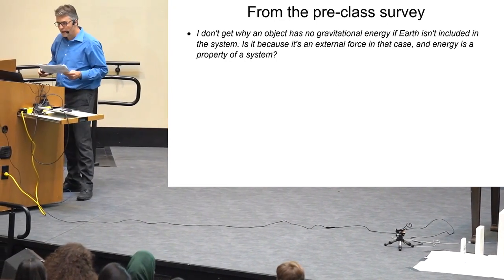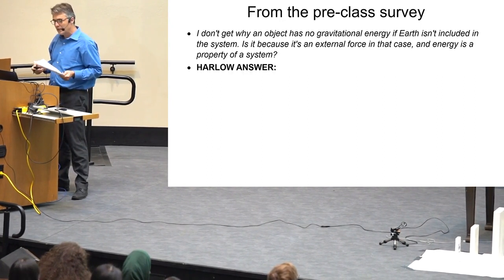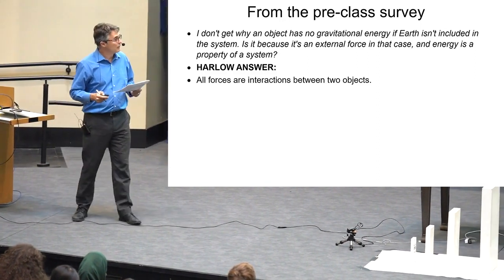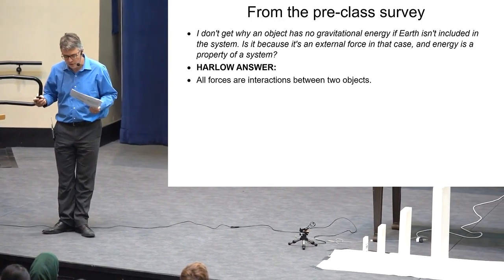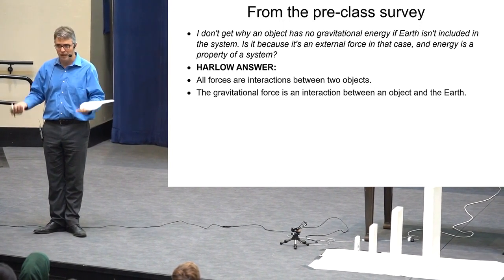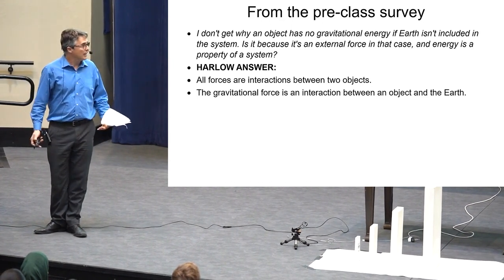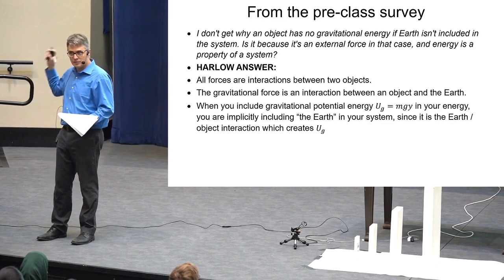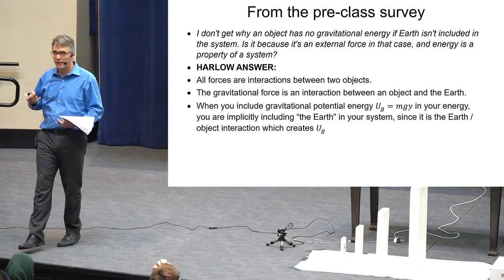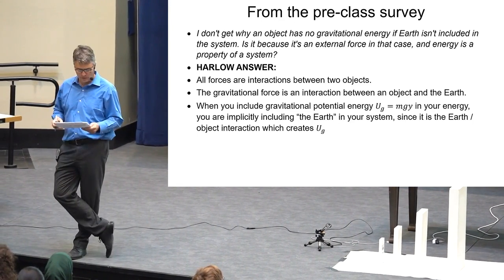Okay. I don't get why an object has no gravitational energy if Earth isn't included in the system. So the idea, I think, with this, it's a bit strange, but in your book, they're very careful to talk about a force. Forces always come in pairs. They always describe an interaction between two objects. So when you talk about the gravity force, mg, that really is an interaction between me and the whole Earth. And so if you're going to write down this equation, mgy, this term in your equation for energy, you're implicitly including the Earth in your energy because there's an interaction there that includes the Earth.